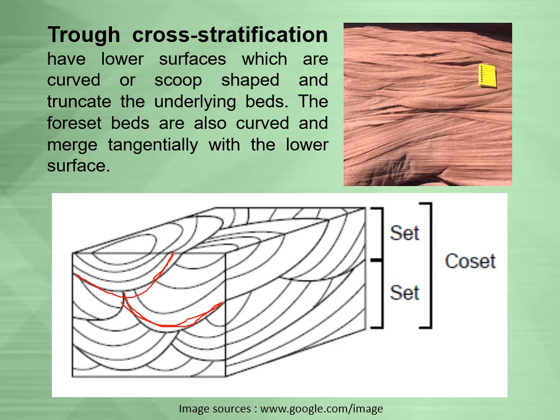Now, the planar crossbeddings are mostly formed from the straight crested ripple migrations, whereas the trough cross stratifications are formed due to migration of sinuous or cuspate or lunate linguoid ripples. So that is basically for 2D ripple migrations, your planar crossbeddings are formed. For 3D ripple migrations, trough cross stratifications are formed.